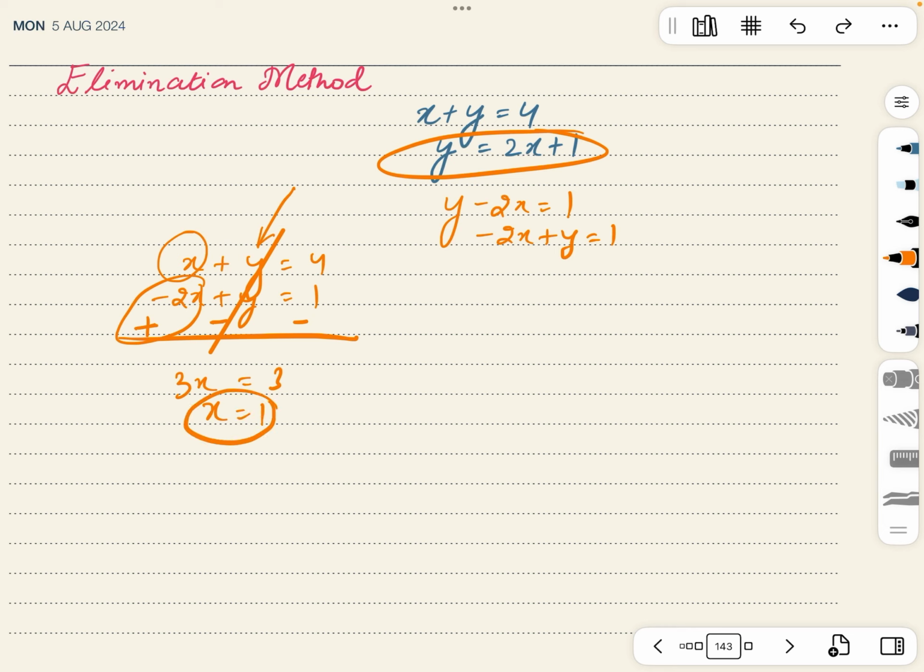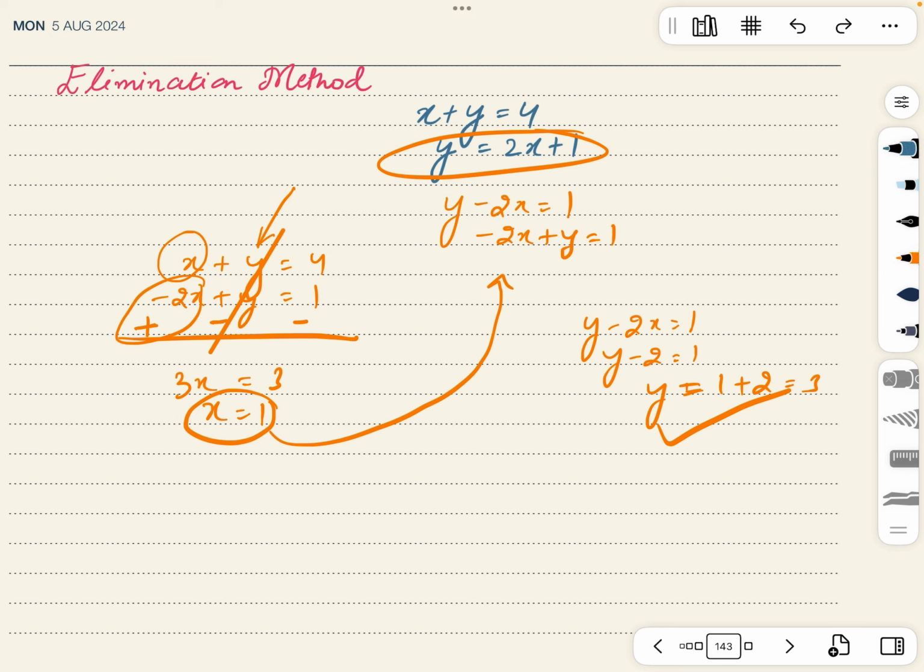Now we have found x through the elimination method. Now I'm going to plug it into any equation over here. So we know that y minus 2x is equal to 1. y minus 2 is equal to 1. y is equal to 1 plus 2, which is 3. Same values we got from both the methods.